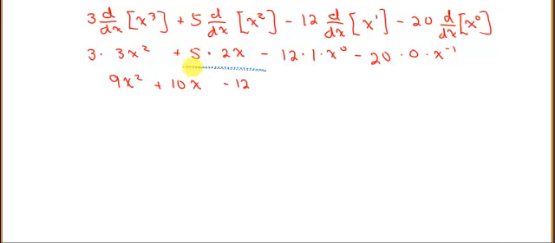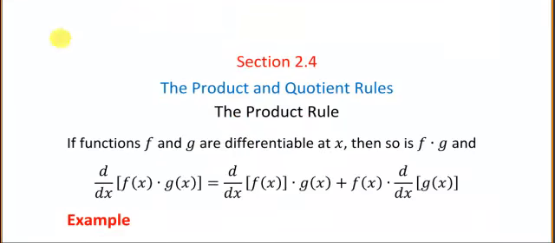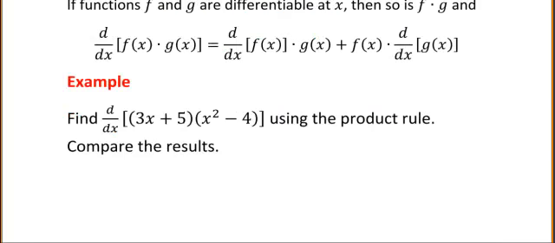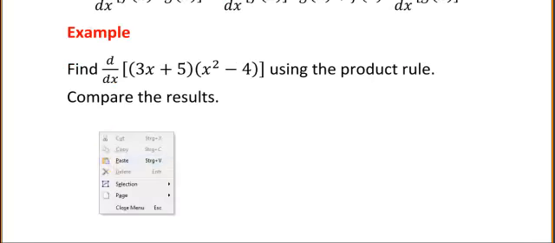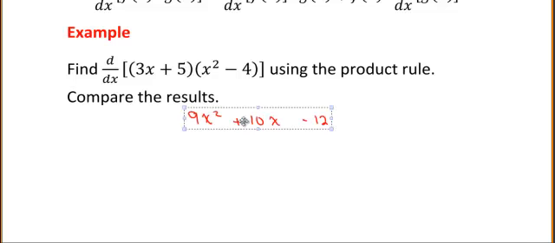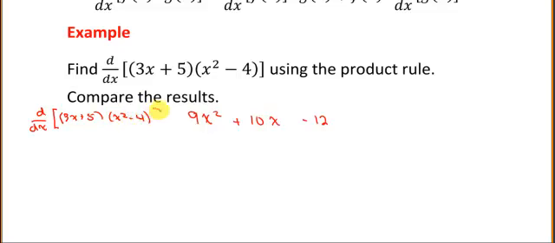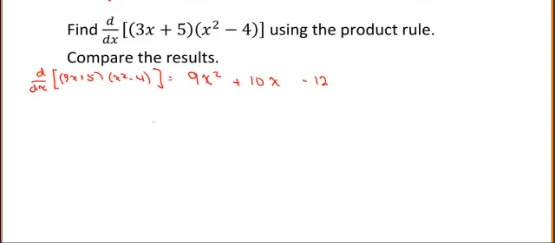And next, let's take the same derivative, but using the product rule. Let me just paste it up here so we remember this. So we remember this was that derivative, the derivative of (3x plus 5) times (x squared minus 4). Now let's do this using the product rule.